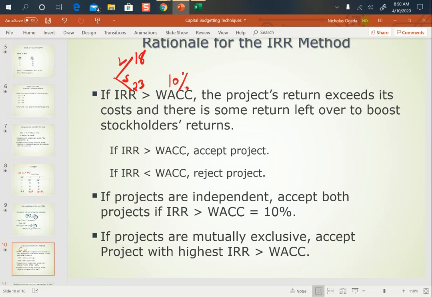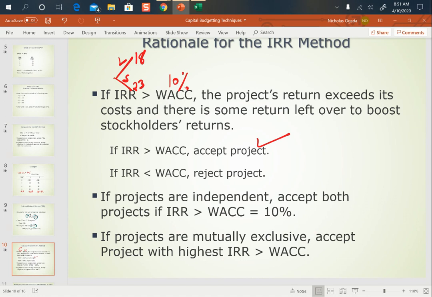Therefore, there is some return left over to boost the stockholders' return. So you're basically saying you're getting more than the cost of capital, so there's something left over. There's some excess. And because of that, again, you'll accept the project if the IRR is greater than the cost of capital, and you reject the project if the IRR is less than the weighted average cost of capital.